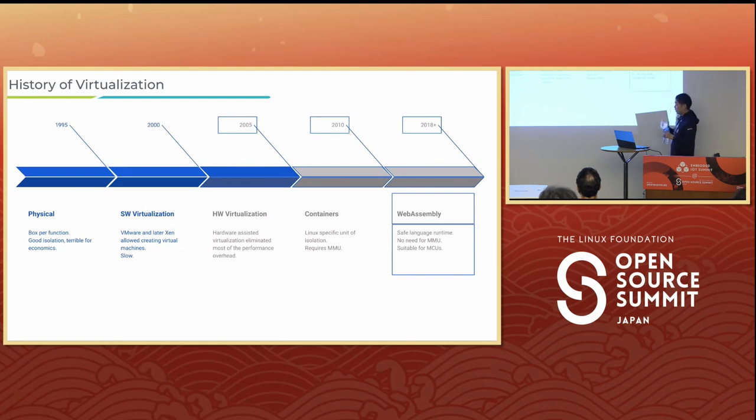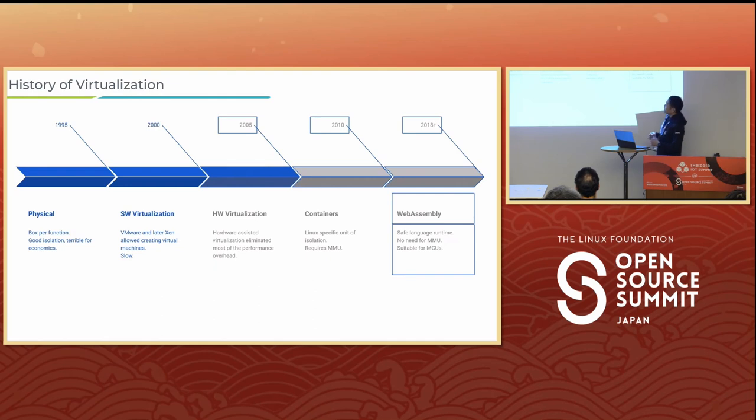Well, here's a quick history of that. Physical, I think we all know that. Great isolation, but not very green. Software virtualization came about, VMware, Xen. I think these were good for virtualization and isolation, but they're very slow, right? That performance was addressed with hardware virtualization, and that was good. But still, you're virtualizing the entire computer, and that's kind of too much for a lot of developers.